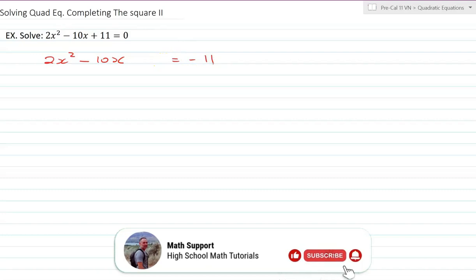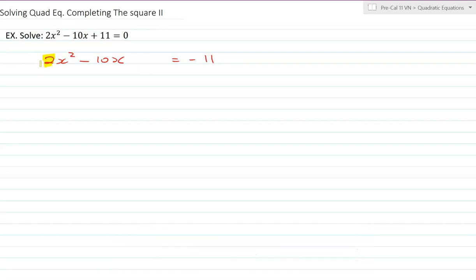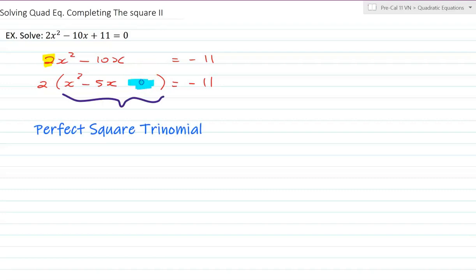Then notice that we have this coefficient in front, has to be taken out as a factor. So let's factor that out. So that would be 2x squared minus 5x. I'm going to leave a little bit of a space so that we know that we need to do something here in this area, because we need to add a constant term, so that makes that a perfect square trinomial.